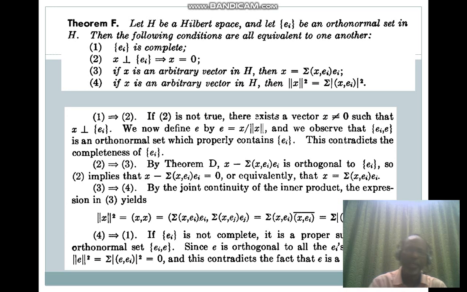Now, how is the equivalence proved? We prove 1 implies 2, 2 implies 3, 3 implies 4 and 4 implies 1. Cyclically, this will be made true. So first, 1 implies 2.